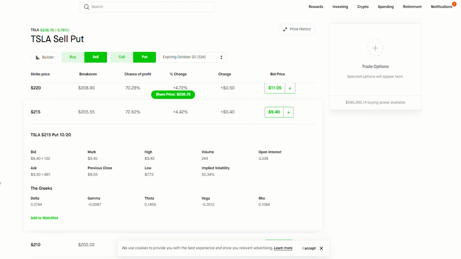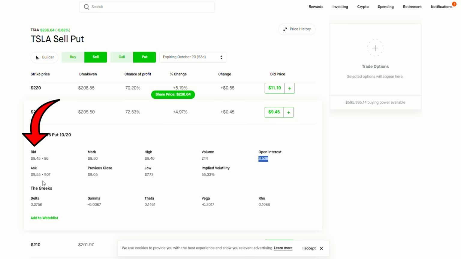If I expand 215, you'll see that the delta is 0.27. So 27 delta, implied volatility is 55. That's really good, you know? Anything over 40 is high. Obviously, you don't want to go above 100. That's too high, but 55, very good. And the volume is 244. Really good open interest as well.